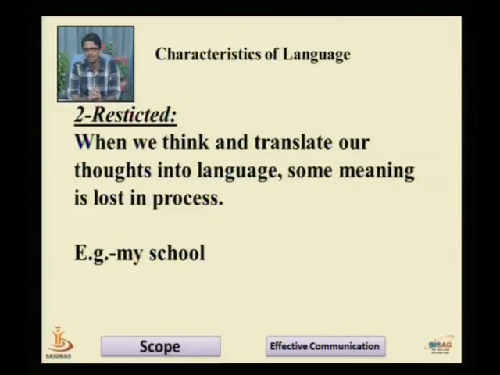બીજી એક લાક્ષણિકતા વિશે વાત કરીએ તો language is restricted. When we think and translate our thoughts into language, some meaning is lost in the process. Yes.